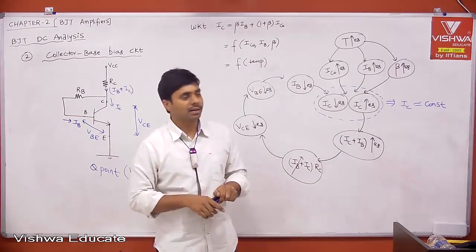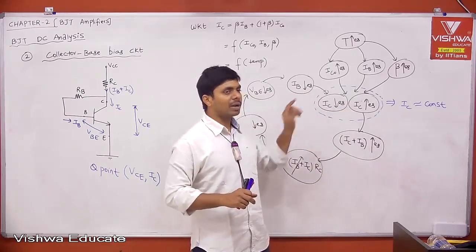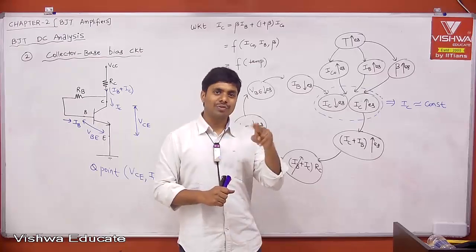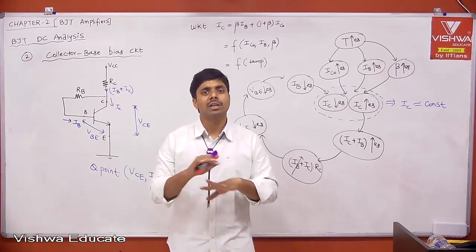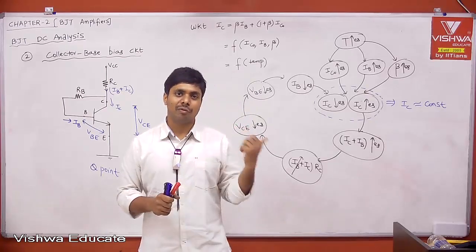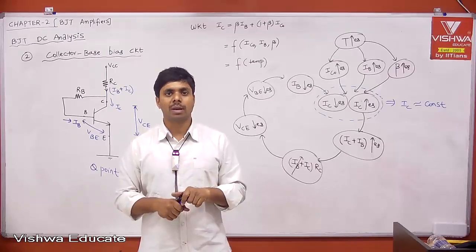But what is the guarantee? IC is increasing by 100 microampere, then because of negative feedback, let us say it is decreasing by only 80 microampere, then still effectively there is a 20 microampere increment. Therefore, your negative feedback is not perfectly compensating the change in IC, but at least it is compensating. It is much better than your fixed bias circuit where there is no compensation due to temperature.